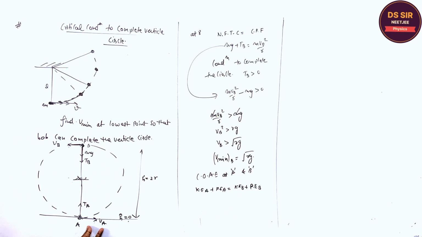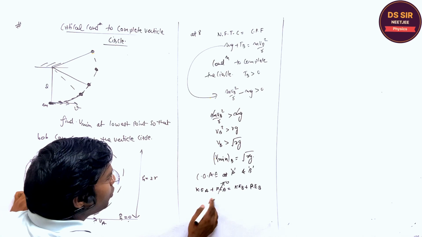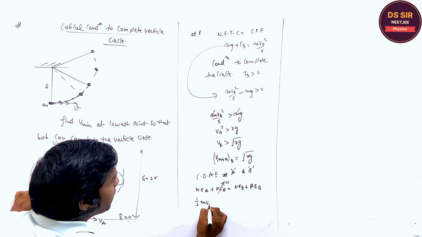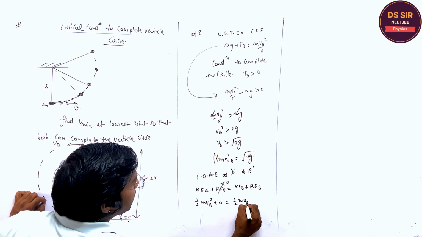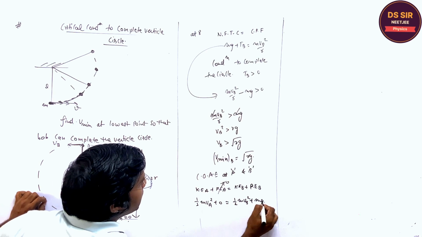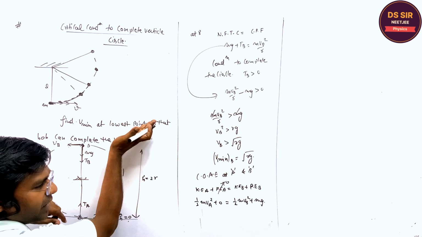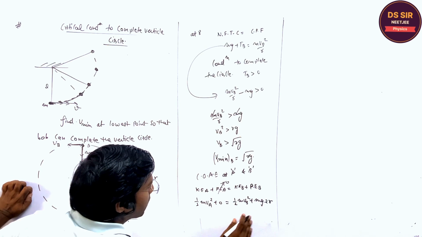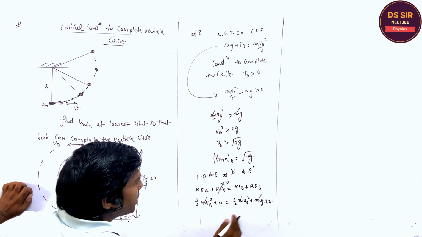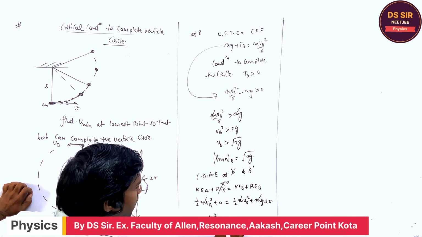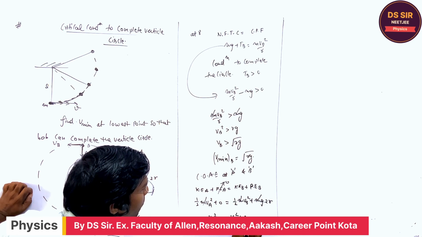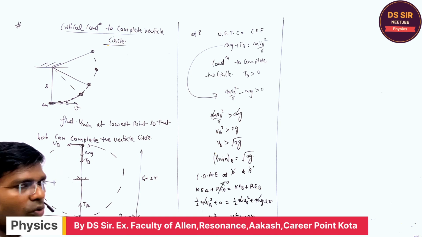So the potential energy at A is 0. Half m Va square plus 0 is equal to half m Vb square plus the potential energy, which is mgh. And what is the height h? It is 2r. The m will cancel out. Take the LCM of 2. This is Va square is equal to Vb square plus 4gr. Is it okay or not?